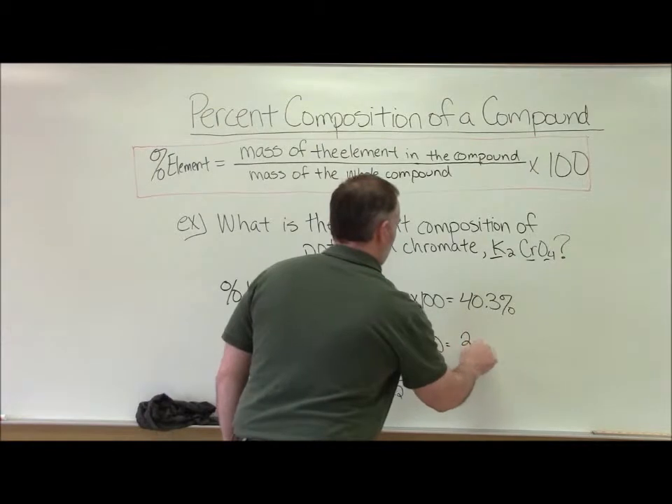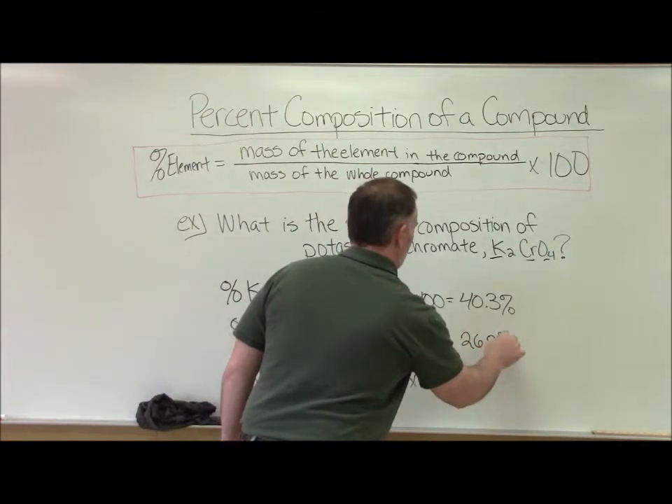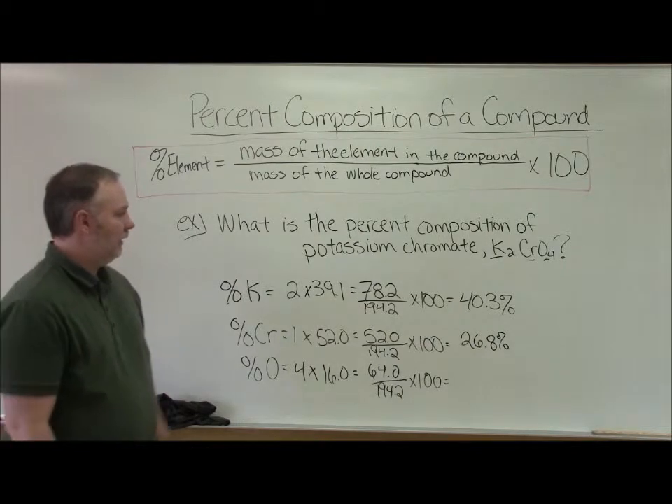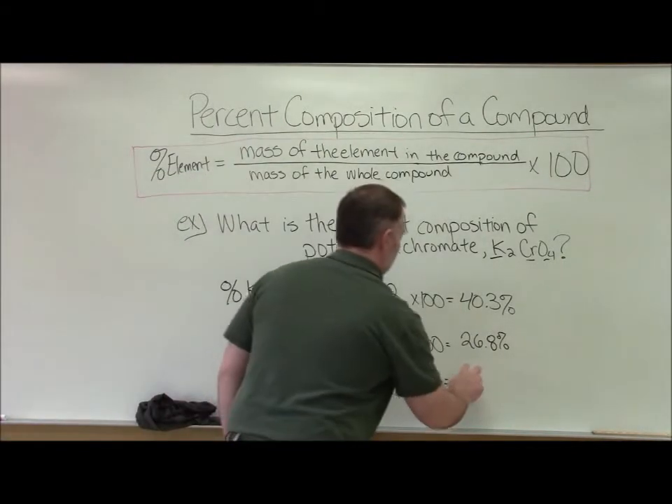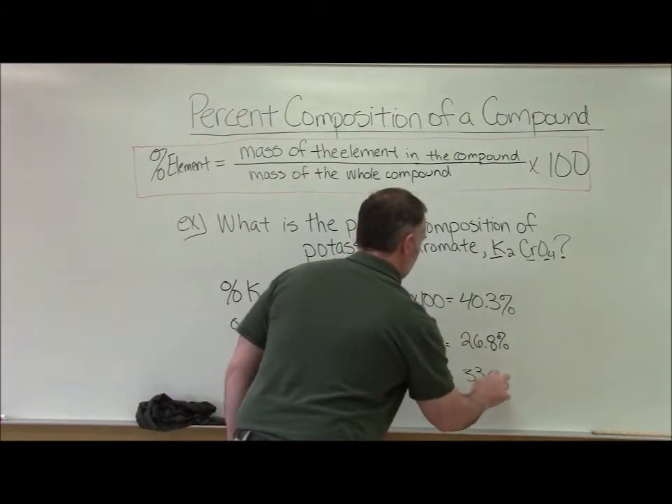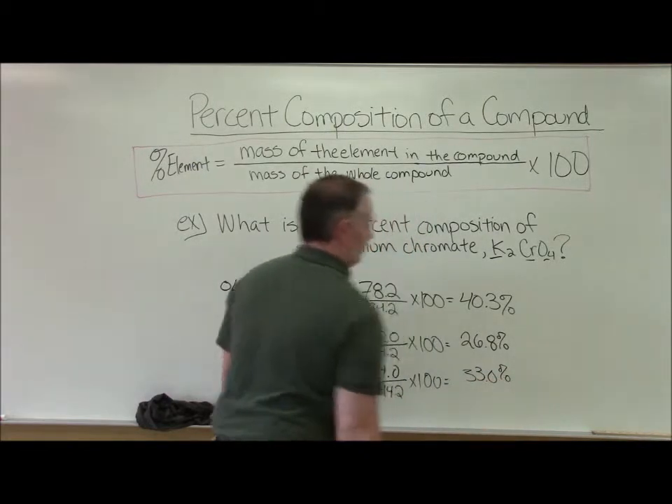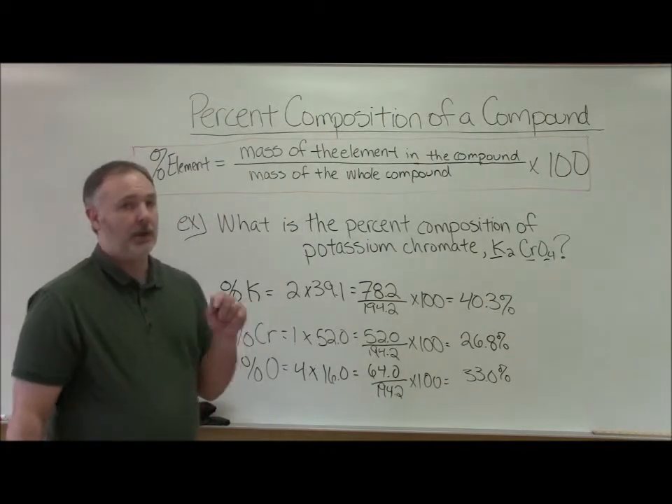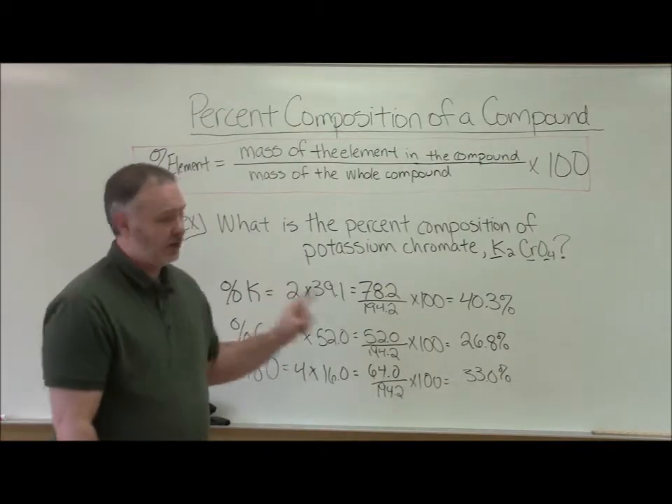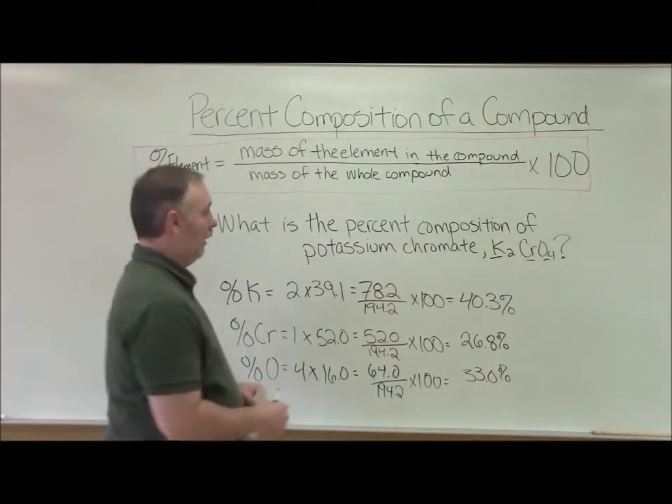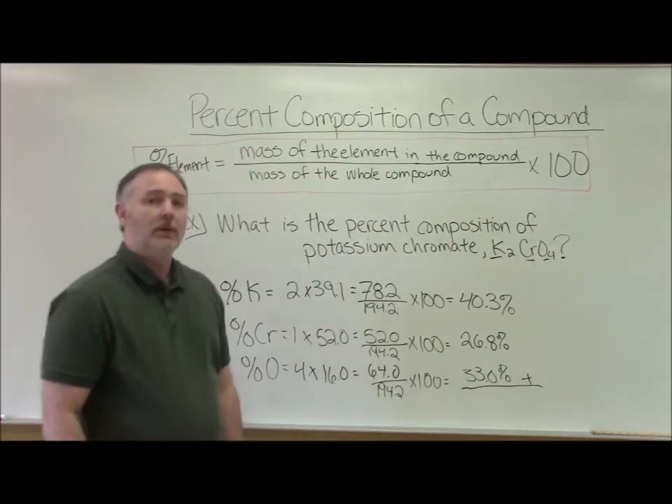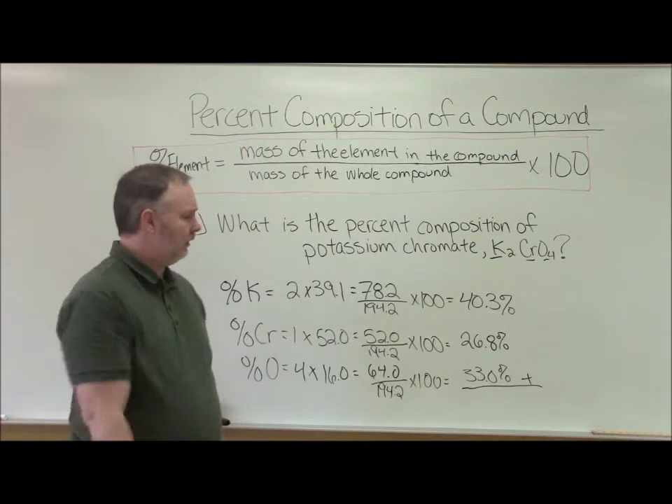You should get 26.8% for that one, for chromium. And then finally, the rest will be 33, and we got to round this to 33.0% if we want to have 3 sig figs. Now, one thing I want to be clear is you can definitely check and see if you did a good job here. All these, okay, should add up to 100 or very, very close to it.